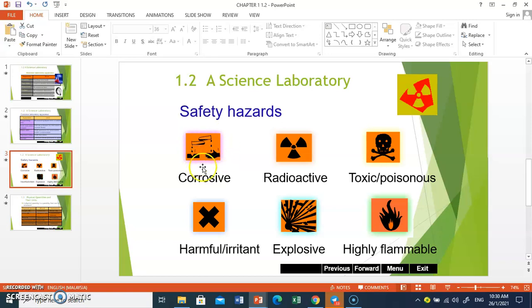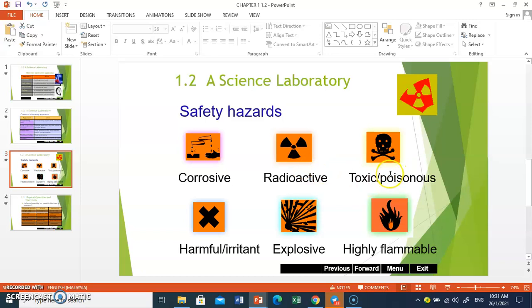So examples for corrosive chemicals are concentrated acid and alkali. Next one, radioactive. Radioactive materials that emit radioactive rays can cause cancer. Examples, uranium and plutonium.